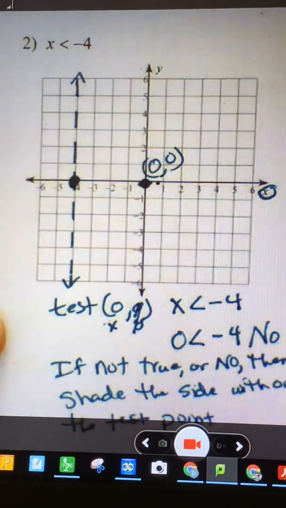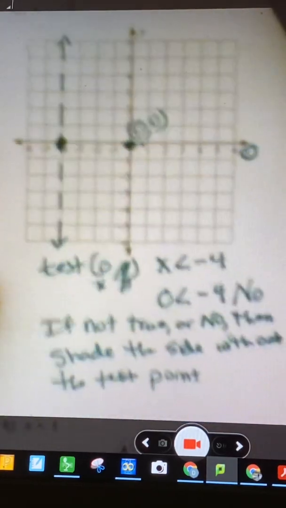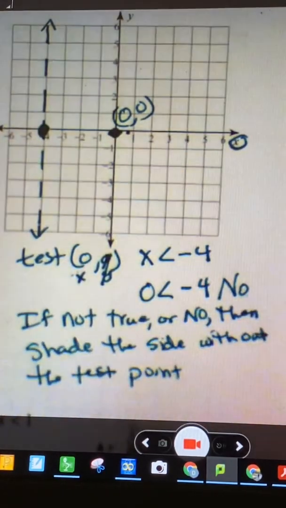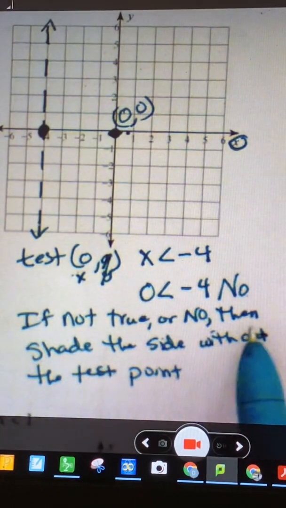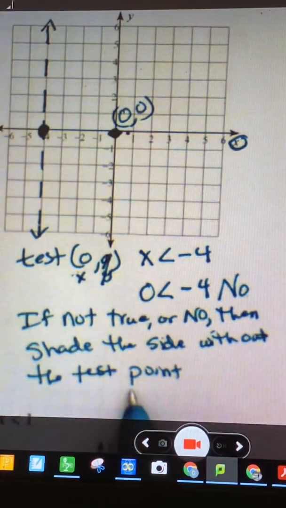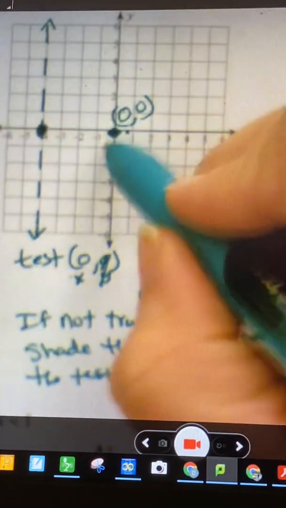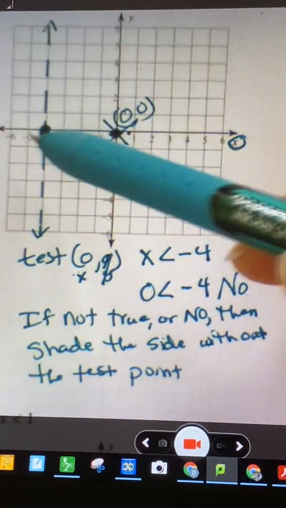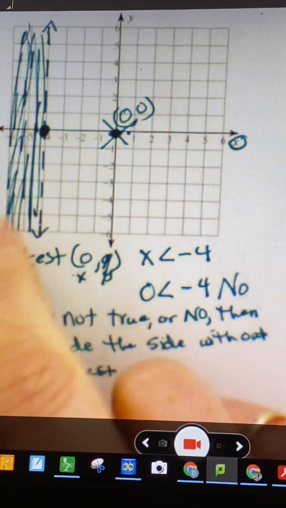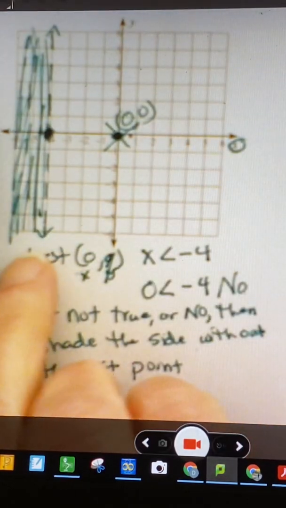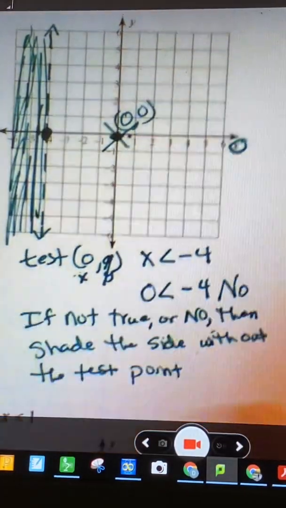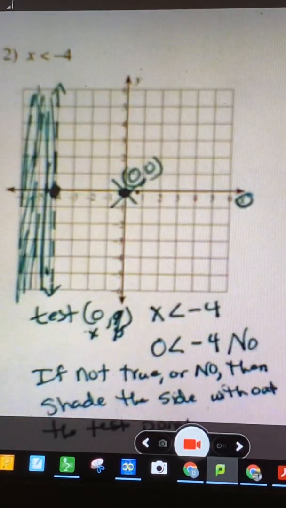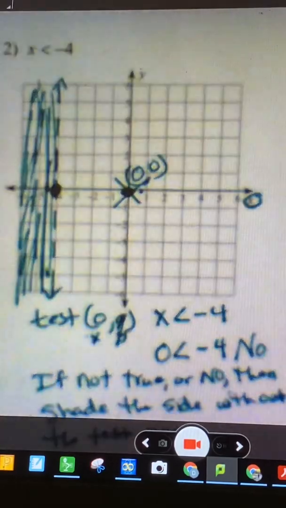I know you can't see that, so let me scoot this down and over just a little bit so you can get that. There we go. If not true or no, then shade the side without the test point. So I can't shade this side. I have to shade that side, okay? So there we go. It's not much to shade, but you know that this goes on forever, and the shading would continue on and on and on. Okay, so that's how you do an x inequality. Let's look at a y inequality.